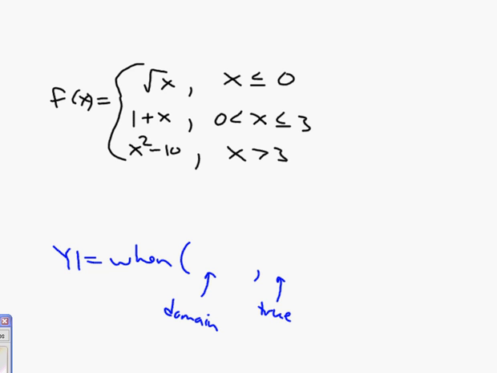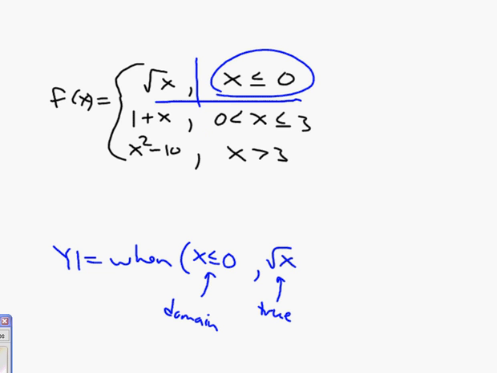So our first domain here is right there. x is less than or equal to 0. And when that domain is true, in other words, when we pick x's that are less than or equal to 0, we want to graph square root of x. Okay. So I'm going to partition this the following way. Actually, let's be careful. I'll do it like that.